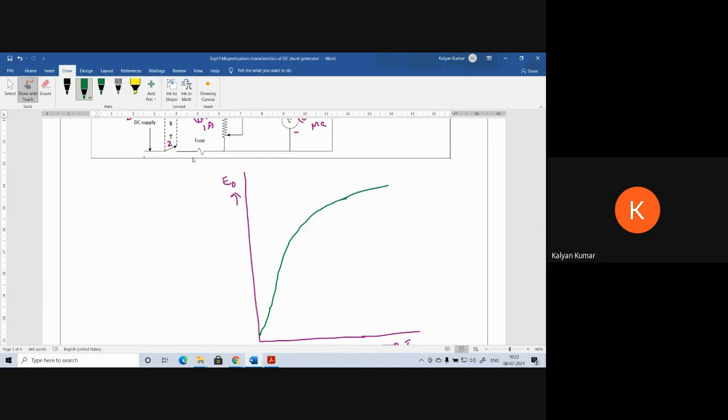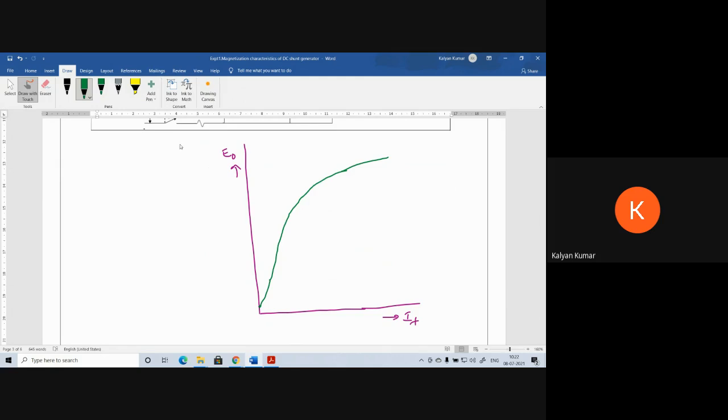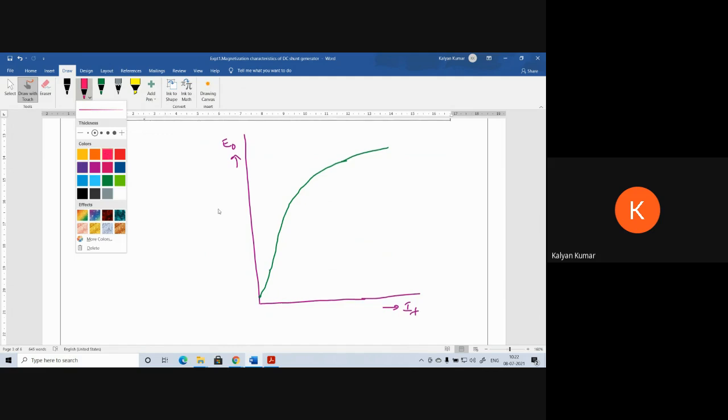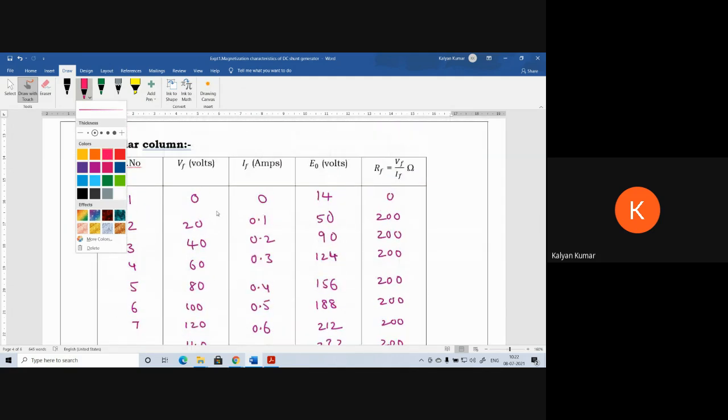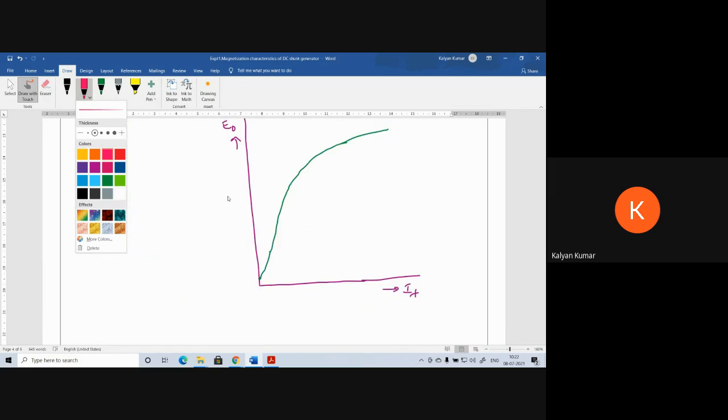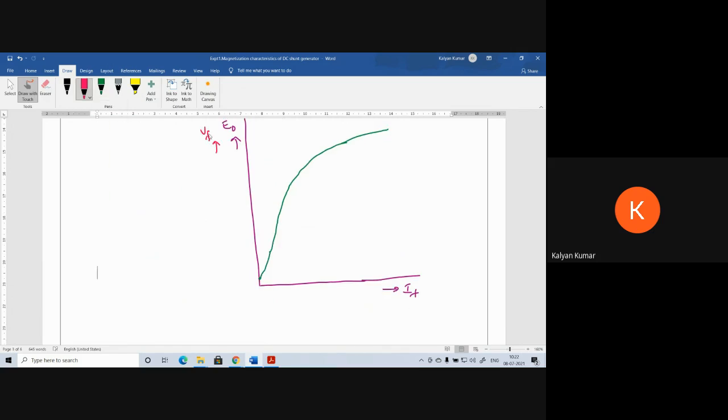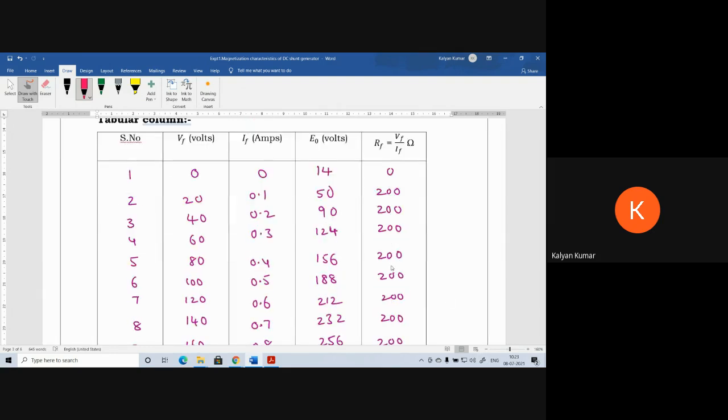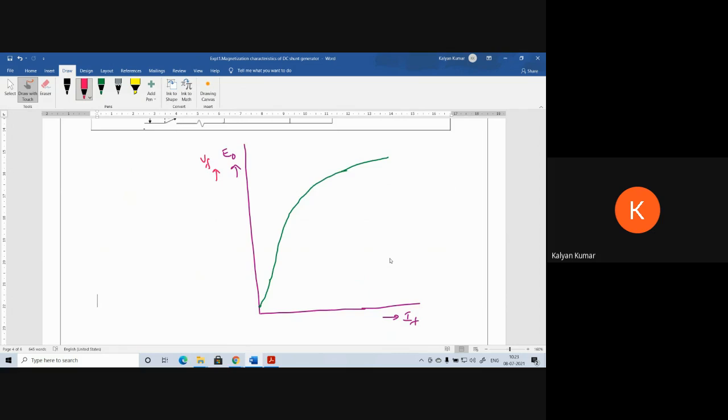Afterwards, we need to plot the field resistance line. For that, we take IF versus VF, with IF on the x-axis and VF on the y-axis. Plot the curve. It will be a straight line having a slope of 200 ohms, since RF is the slope.